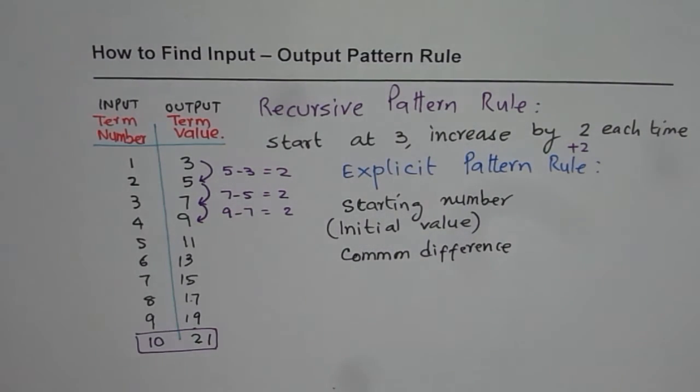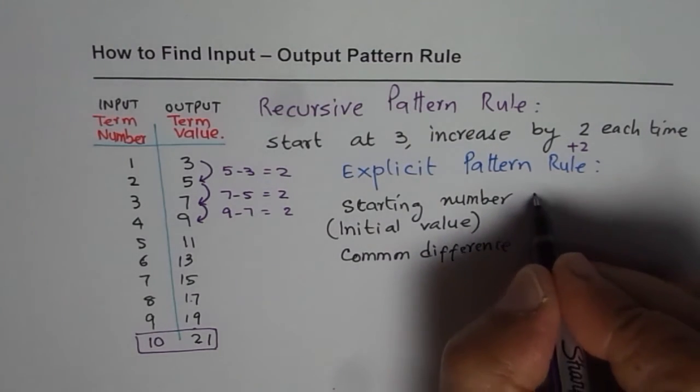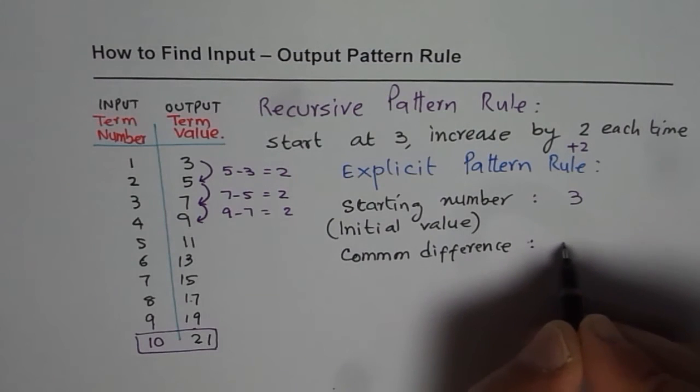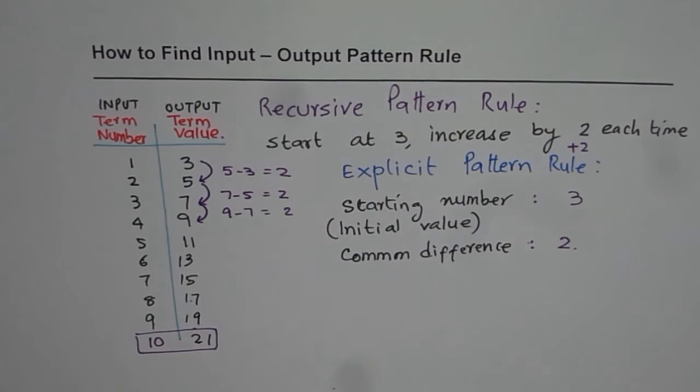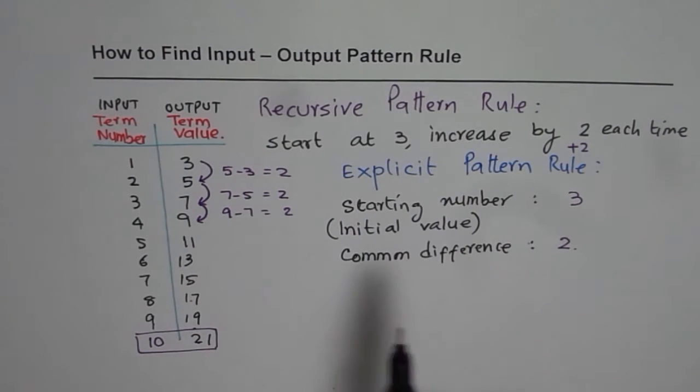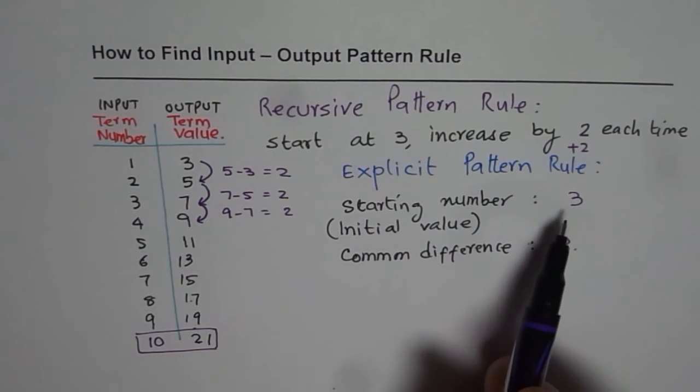In our case, we know that the starting number for us is 3, right? And the common difference is 2. Now, can you figure out how to get the explicit pattern rule? That means, how can we get this answer directly from the term number 10 using these two things?